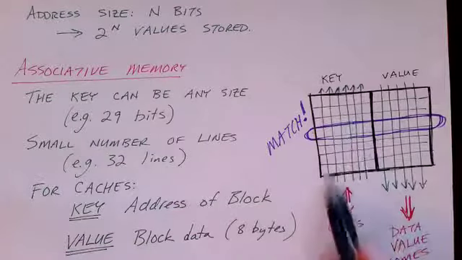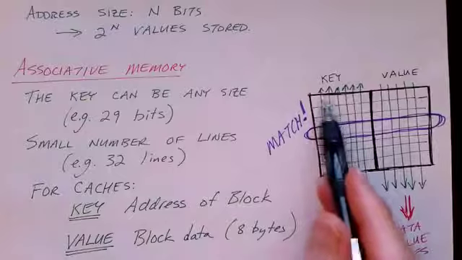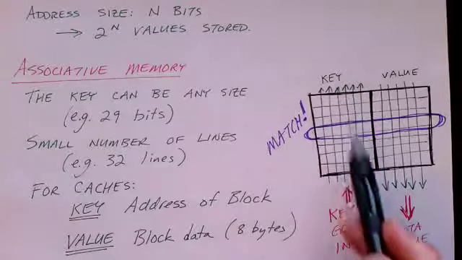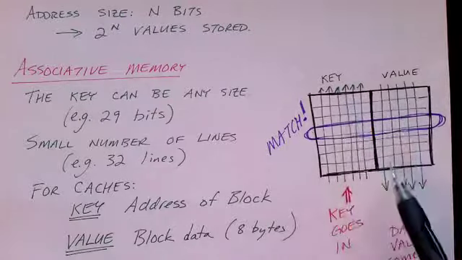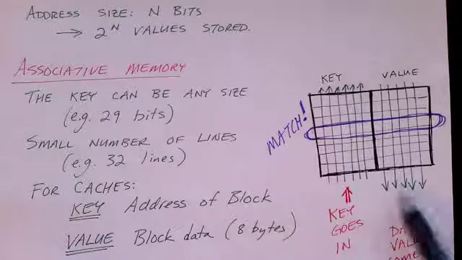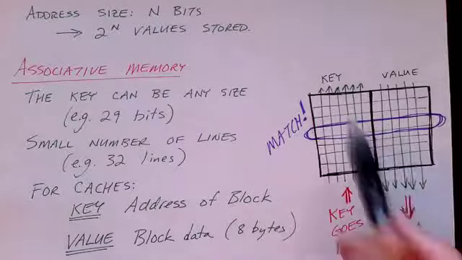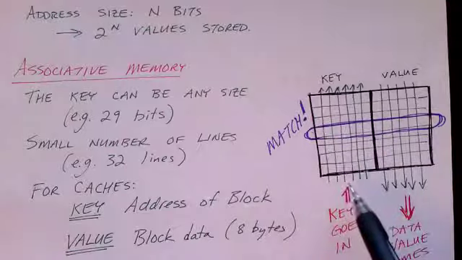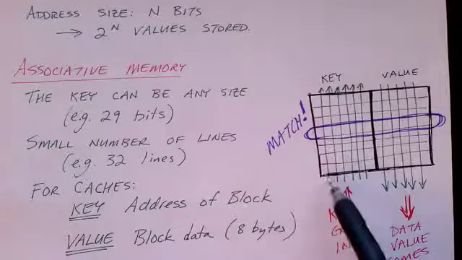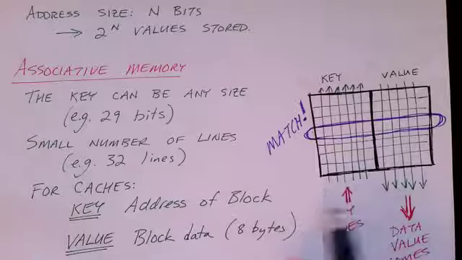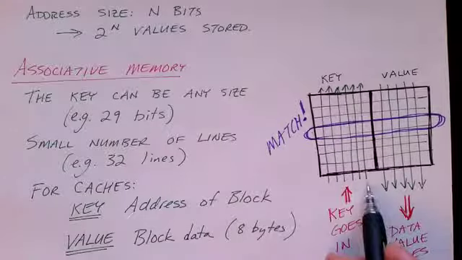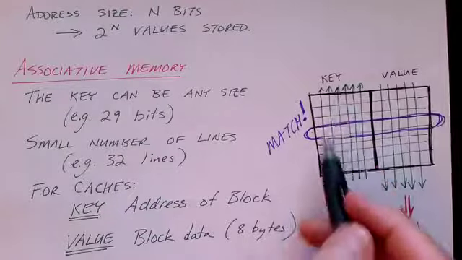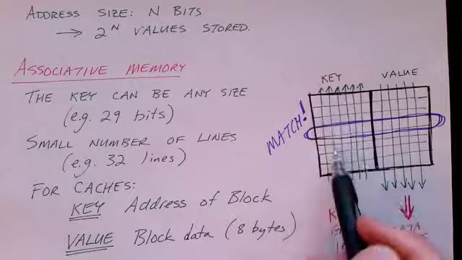You've got a bunch of wires running up, shown in green here, and they deliver the key into the chip, or into this part of the chip, into this hardware. And you've got other wires running down here like this, and this is where the value comes out. So we've got a small number of lines in the associative memory, and the key goes in. If we have a 29-bit key, for example, we'd have 29 of these wires here. And so the key goes in here, and in parallel, those signals propagate all the way through the associative memory.